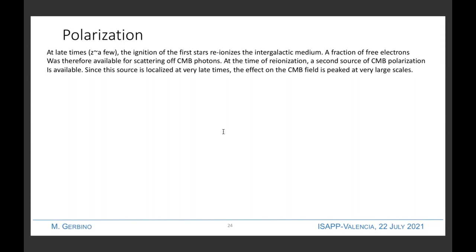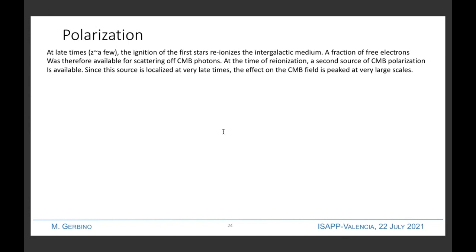Remember that at this point, CMB photons are free streaming, so we have, again, a sizable quadrupolar pattern in the Boltzmann hierarchy, and quadrupolar pattern plus free electrons scattering of CMB photons produces another polarization pattern in the CMB field.